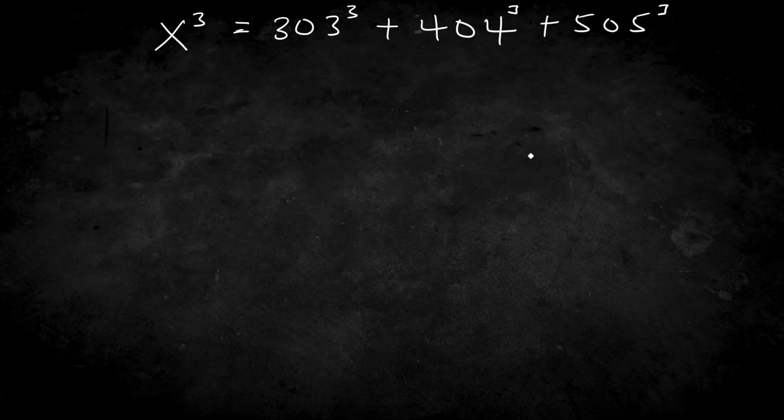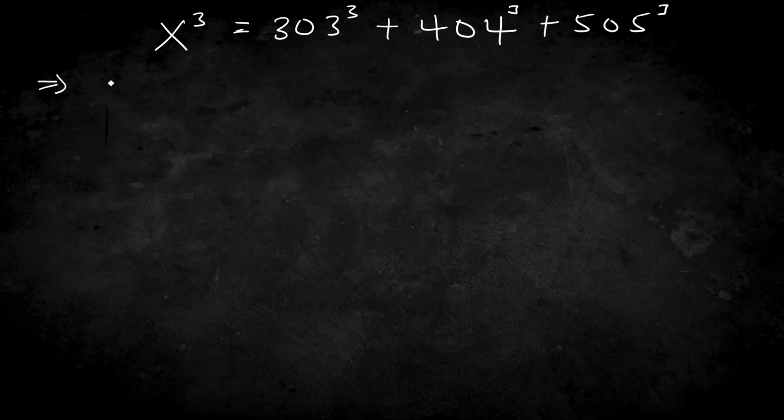Right, let's solve for x. We are given x cubed equals 303 cubed plus 404 cubed plus 505 cubed. Let's see how we can address this. First of all, let's break these numbers down.